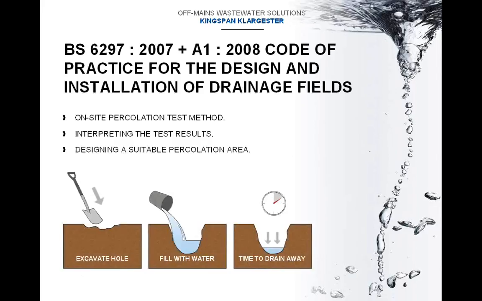The most important part really for a septic tank system or sewage treatment plant system which is discharging into the ground is the subsurface irrigation system. The size of this can be calculated from the percolation tests laid out in BS 6297. Over the next couple of slides we'll show you the on-site percolation test method, interpreting the test results and designing a suitable percolation area. Essentially it's digging a hole, filling it with water and timing how long it takes to drain away.